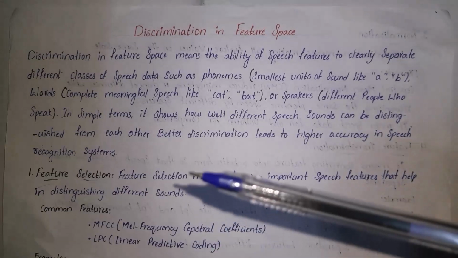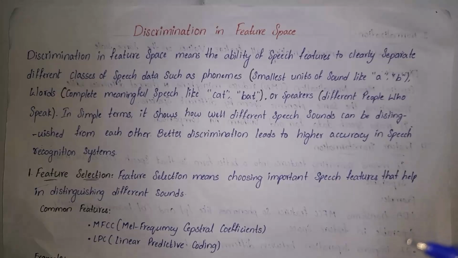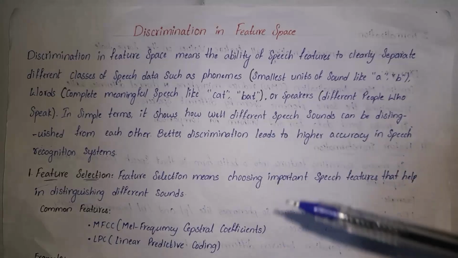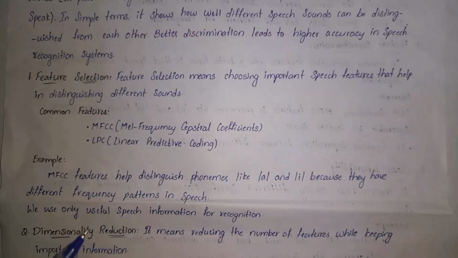So in simple terms, discrimination in feature space shows how well different speech sounds are separated from each other. If discrimination is done correctly, that is nothing but if separation is done correctly, then our speech recognition system will show output correctly. Accuracy will be high. I will explain some of the important techniques that will discriminate sounds, that is, differentiate sounds.